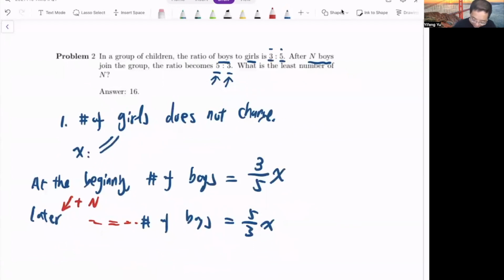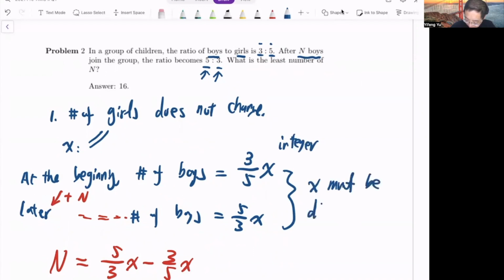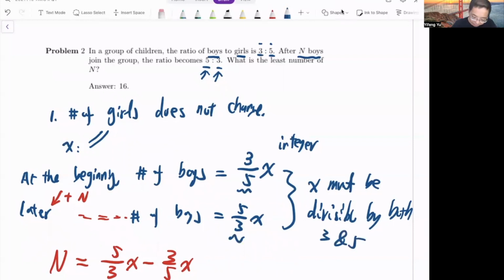Then n just equals 5 over 3 x minus 3 over 5 x. Now, the number of boys has to be an integer, because both of them have to be integers. So we get that x must be divisible by both 3 and 5. Therefore, what we are looking for is the smallest, the least value of n.